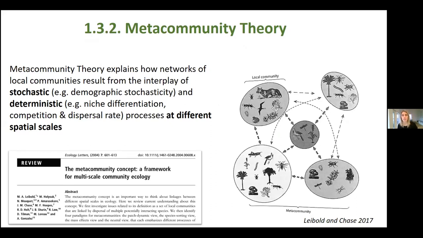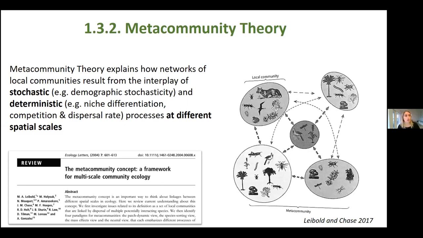So I'm pretty sure that for most of you, this meta-community theory is one of the theories that sounds strongest to your ear when we think about community ecology theory. In fact, this has been one of the most influential theories or frameworks to understand empirical communities.